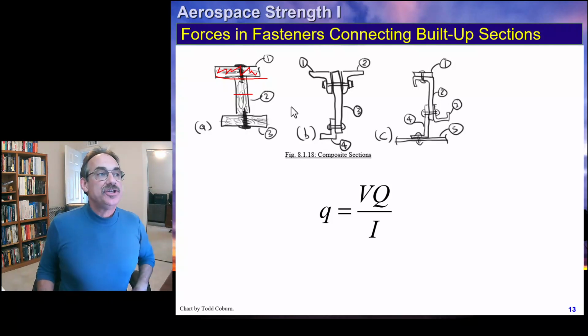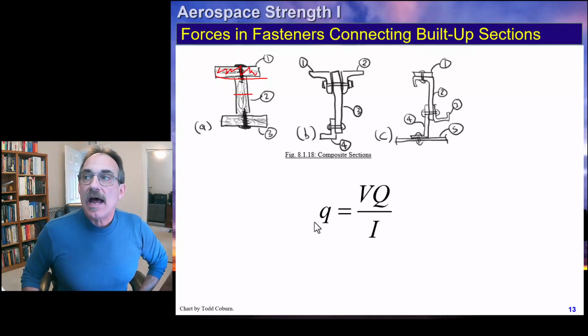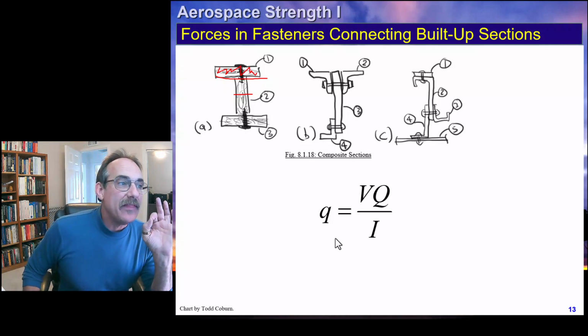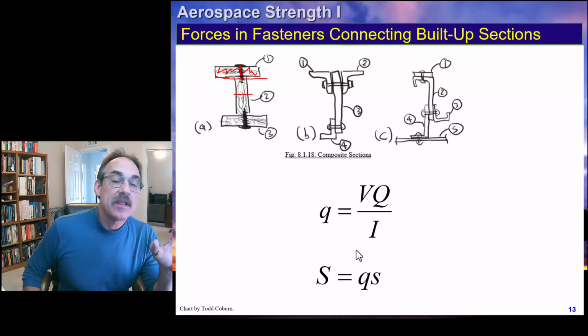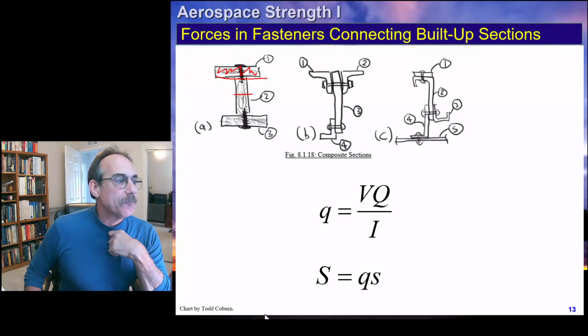So we're going to calculate the shear flow first, VQ over I, and then we will multiply that shear flow times the spacing of the fasteners, lowercase s, which gives us the shear force per fastener.